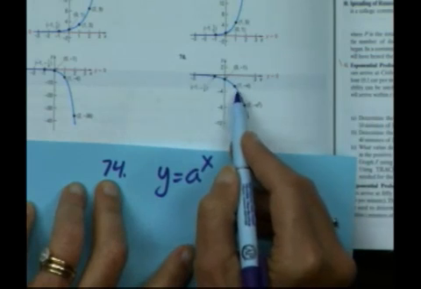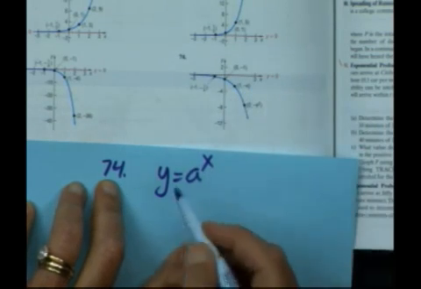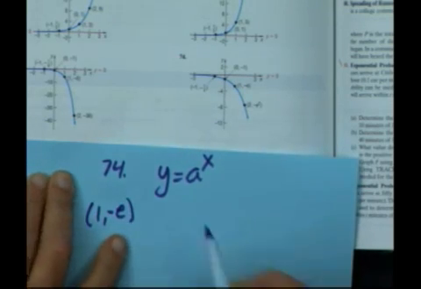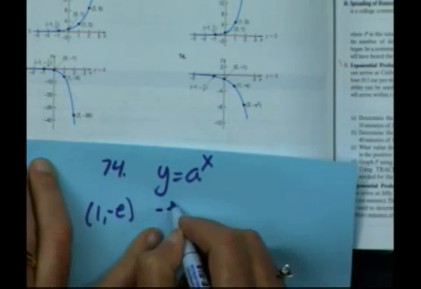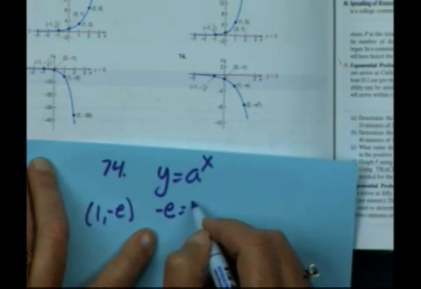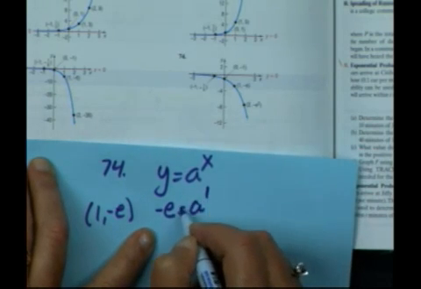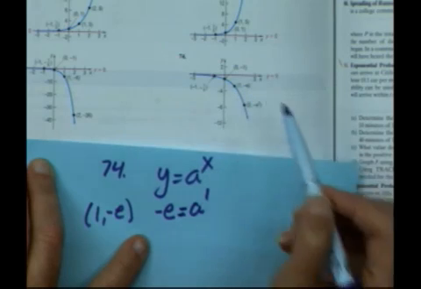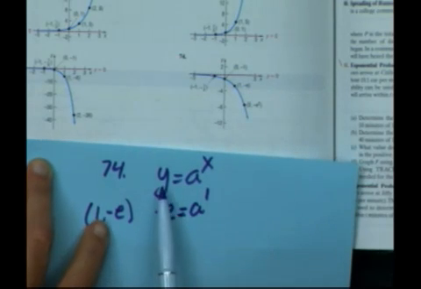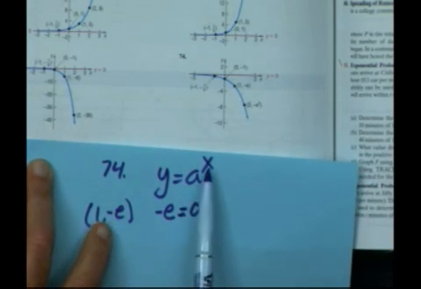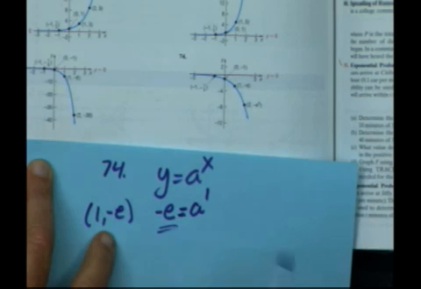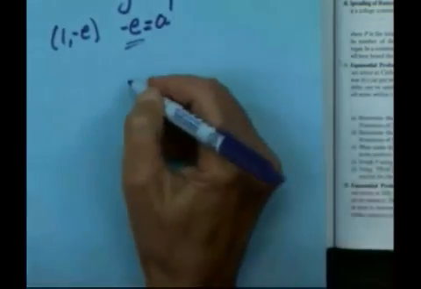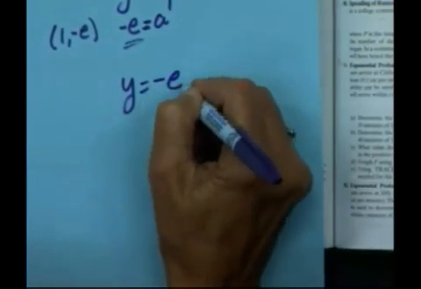Can't we just pick a point like 1, negative e? So y is negative e when a is raised to the first power. The point 1, negative e is a nice easy one to put in. Y is negative e when x is 1. So do we know what a is right away? Negative e. Looks like a is going to be minus e. So let's see. It looks like it's y equals minus e to the x.